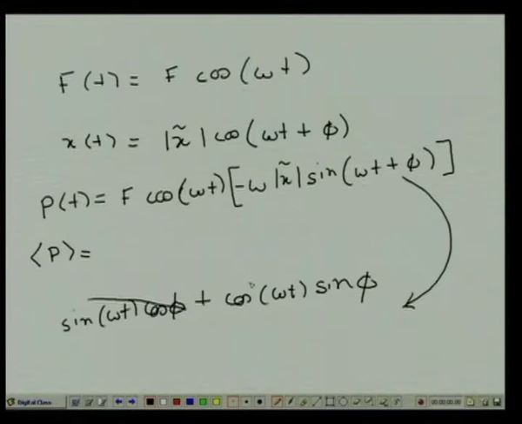So, what we have here is that the time average power is F, with a minus sign coming from here, then I have omega, then I have the mod of x tilde, and I have a factor of sin phi divided by 2. So, that is the time average power.